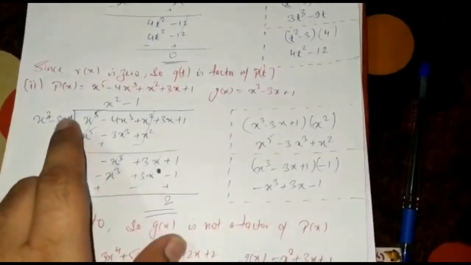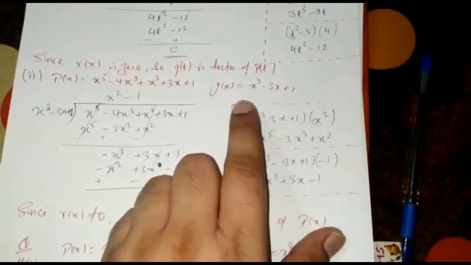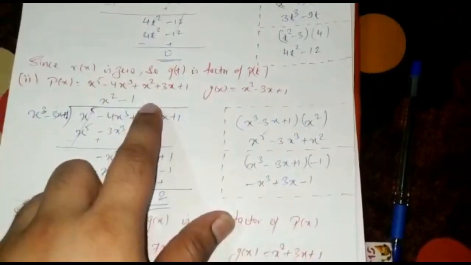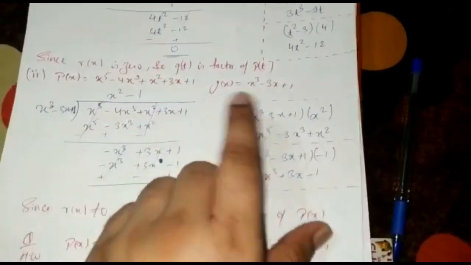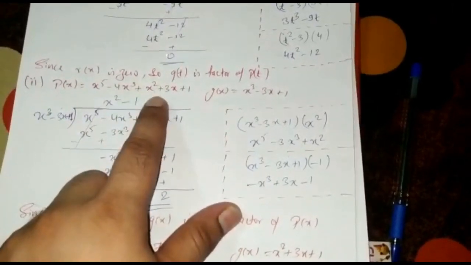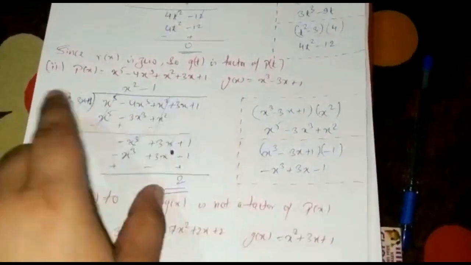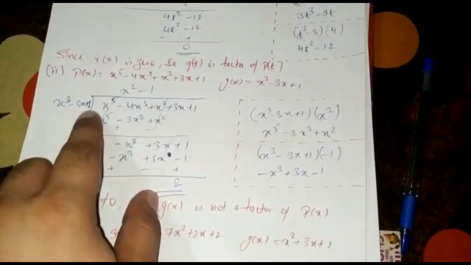Now let us discuss one more question related to the same. p(x) is this and g(x) is this. We have to check whether this is a factor of this polynomial or not. So we have to divide x to the power 5 minus 4x cube plus x square plus 3x plus 1 by x cube minus 3x plus 1.